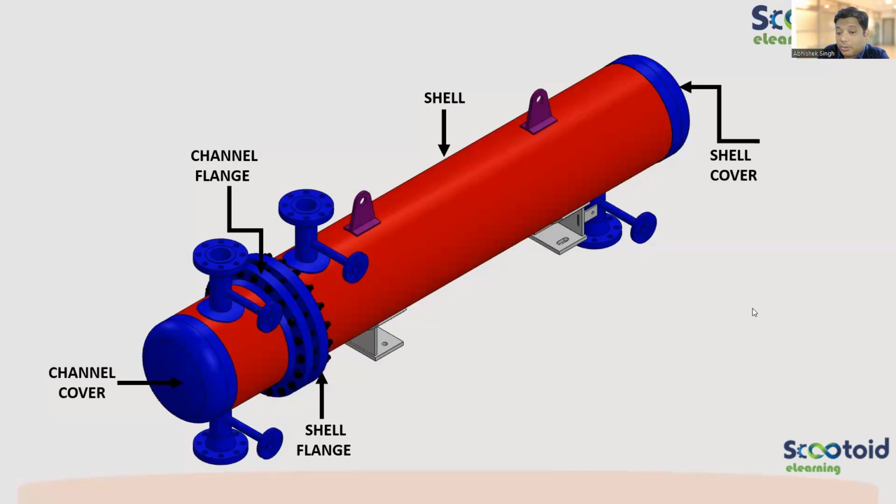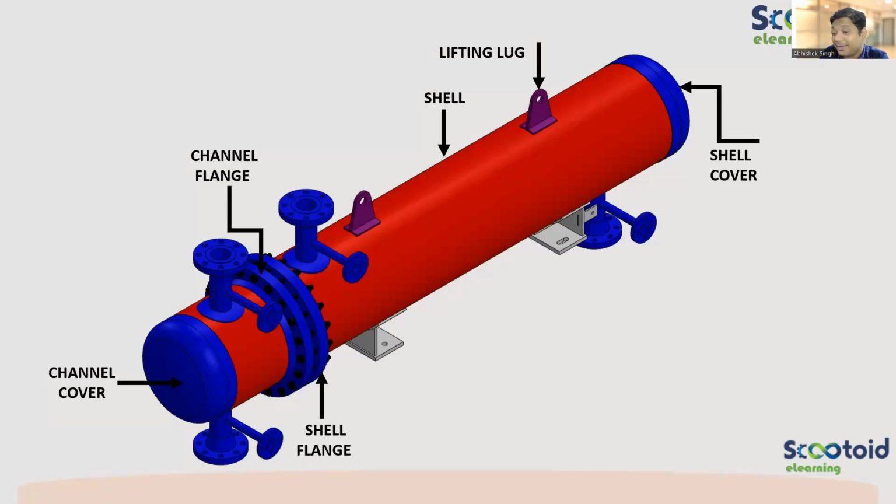So the shell flange. Why is there no tube sheet? Whatever I'm saying, is that correct, that there is no tube sheet? If this is a shell and tube heat exchanger, the tube sheet has to be there. So where is it? It is sandwiched between these two flanges, the channel flange on the left-hand side and the shell flange. You'll see it in the section, don't worry.